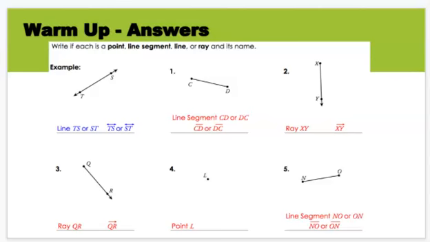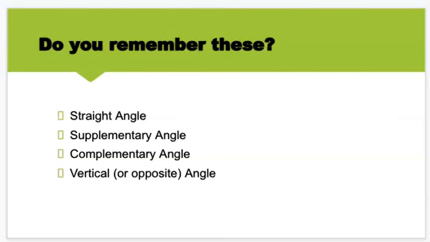Similarly with number 3, ray QR, and then 4, point L, and then 5, line segment NO or ON, either way. How about these? Do you remember these? Straight angles, supplementary angles, complementary angles, or vertical angles? Think about each one of those definitions.